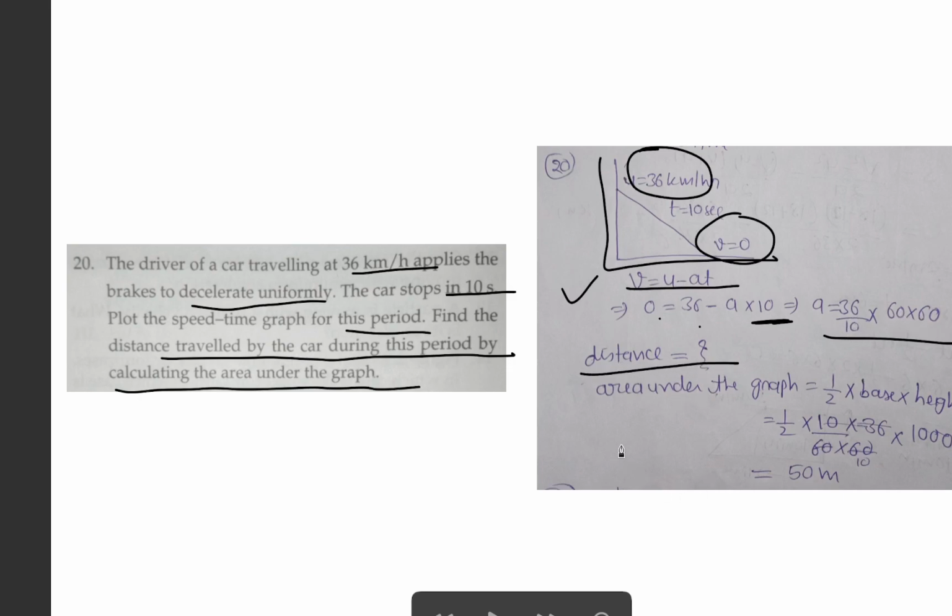And now we want to calculate the distance. So distance is the area under the graph. S is equal to half base into height. Base is the time, that is 10 seconds. We divide it by 60 into 60, so we get the time in hours, and height is 36 km per hour, so we convert kilometer into meter. So we get 50 meter, the area covered by this graph.